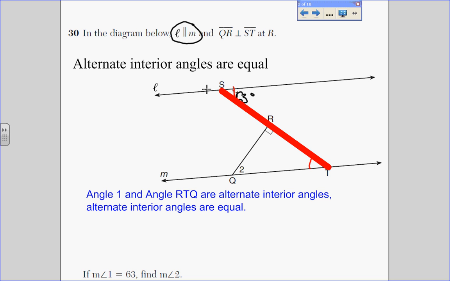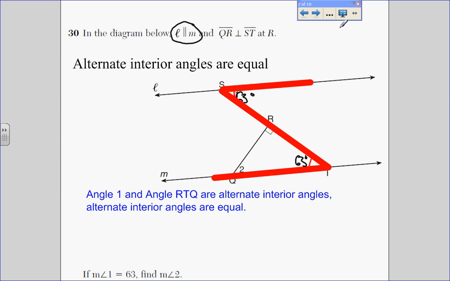and you can form either a Z with the parallel lines and the transversal, or you could form a backward Z. So that's what I'm going to do. And the alternate interior angles are inside the Z. So angle RTQ is also 63 degrees because alternate interior angles are equal.